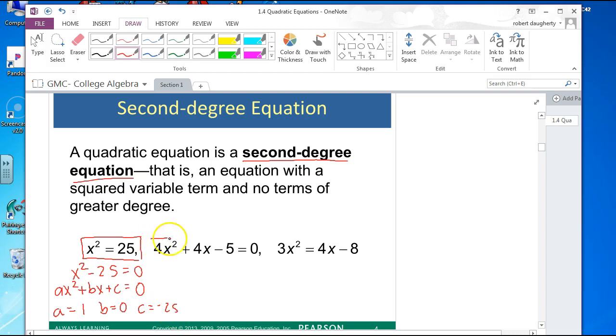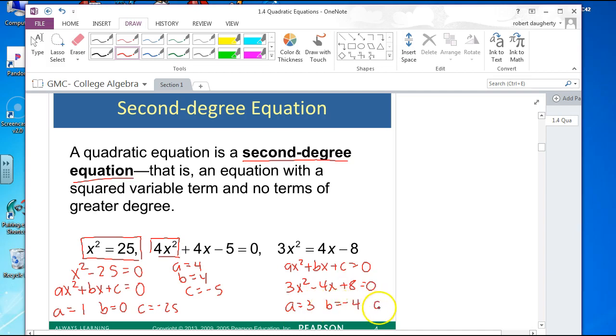The next one is second degree, so it is a quadratic equation. a is equal to 4, b is equal to 4, c is equal to negative 5. And the next one you see here, get it in standard form, ax squared plus bx plus c equals 0. So that's 3x squared minus 4x plus 8 equals 0. In this case, a is equal to 3, b is equal to negative 4, c is equal to 8. Okay, so any equation with a highest degree of 2 is a quadratic equation.